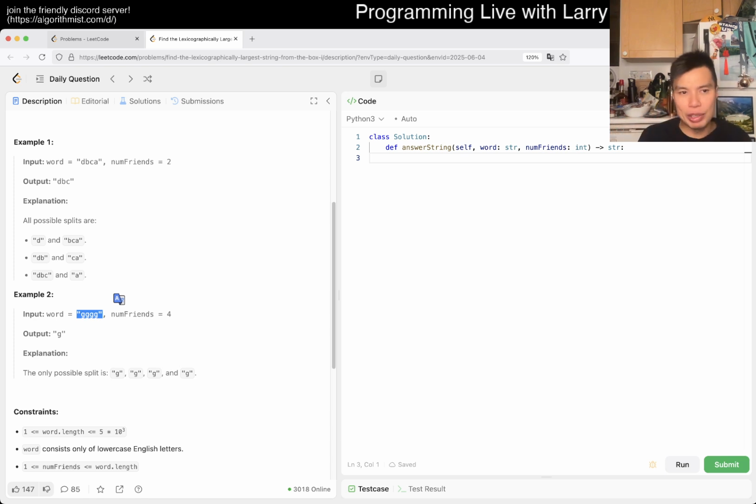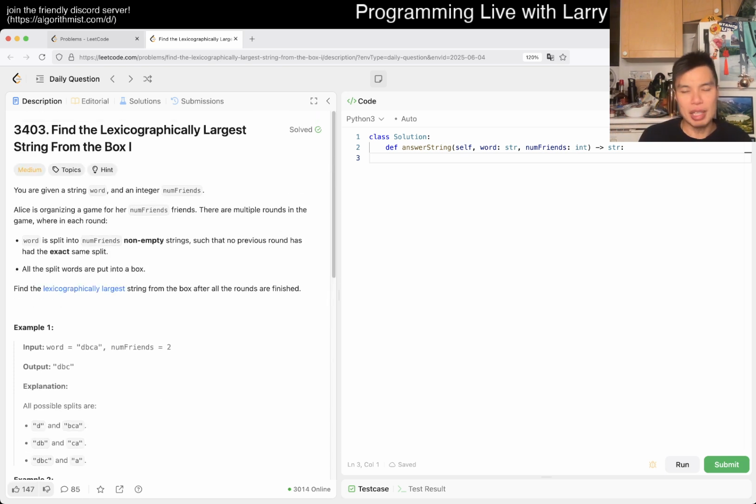Now we're trying to figure out, and these are splits, so it's going to be a longest substring. Let's say n is equal to the length of the word, and let's shorten numFriends to f because I'm lazy. There are f minus 1 splits, and every time you split, you remove 1 character. So that means you want a string that is n minus this number in length, right?